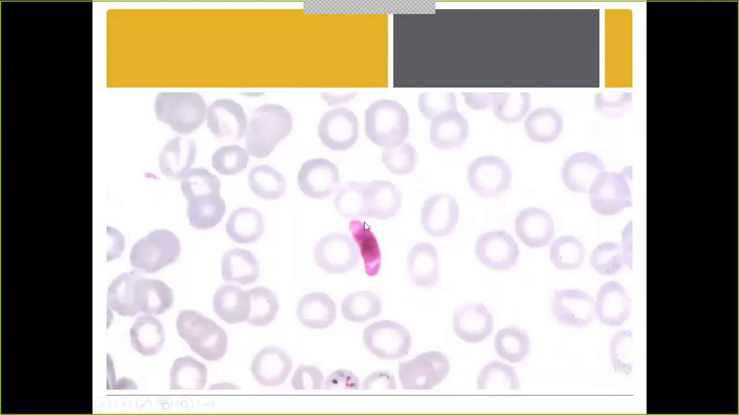This is Entamoeba coli, so E. coli, and the key is how many nuclei it has. It can have up to 8 nuclei. Another Plasmodium, in this case it's the gametocyte stage, and this is Plasmodium falciparum. It is the only one that has that banana-shaped look in the gametocyte stage.